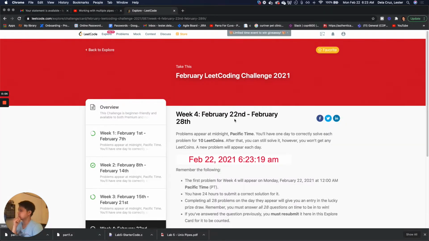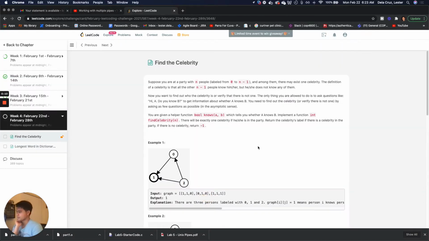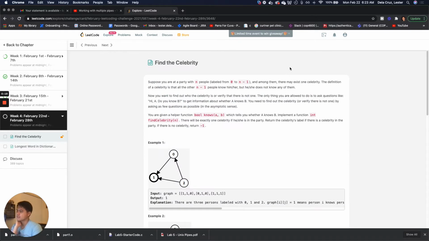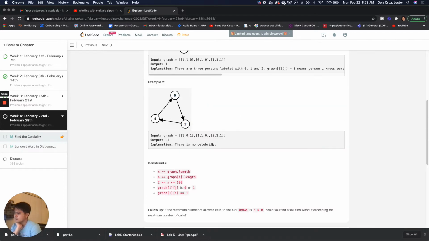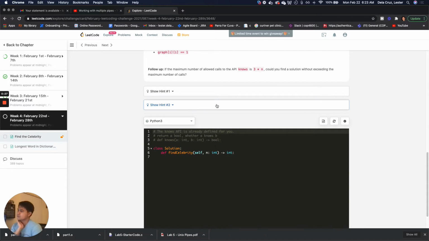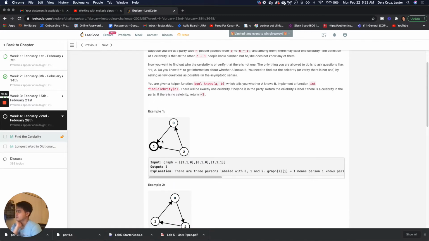The next question in our February Leetcode challenges is Find the Celebrity. Yeah, so this problem is a little difficult. I've already looked at the description here, thinking through the possible solutions. Now I'm tempted to look at the hints because it is kind of hard to figure out.